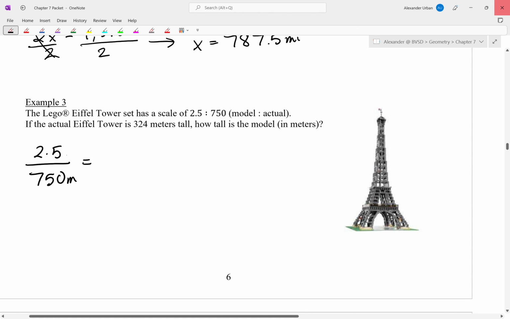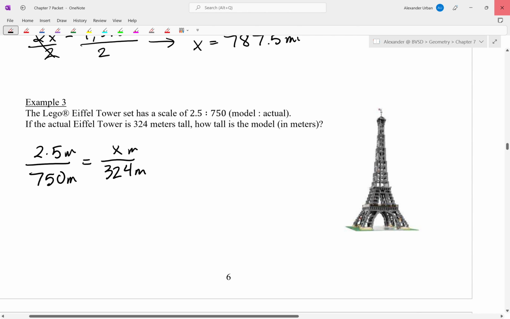And it could be, they both could be meters. The scale model is pretty large. All over, the actual Eiffel Tower is 324 meters itself. So maybe we'll leave this one unknown. So how tall is the model in meters? Oh yeah, it's still meters. Okay, very good.